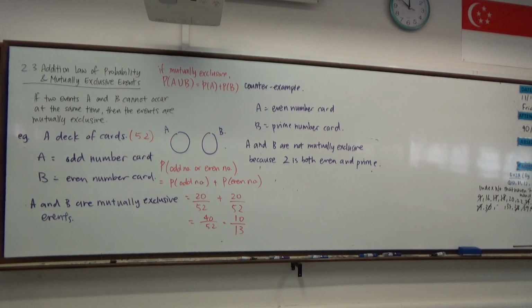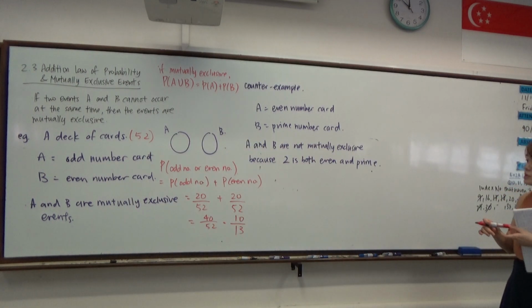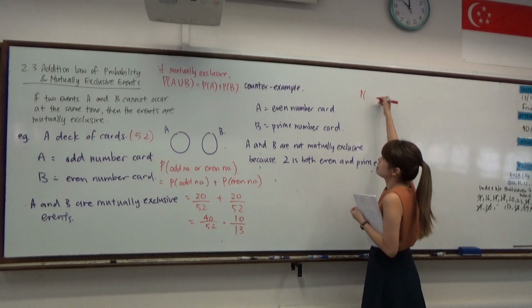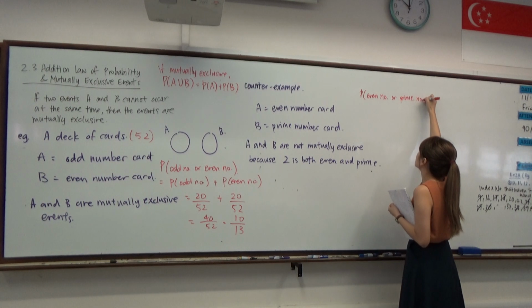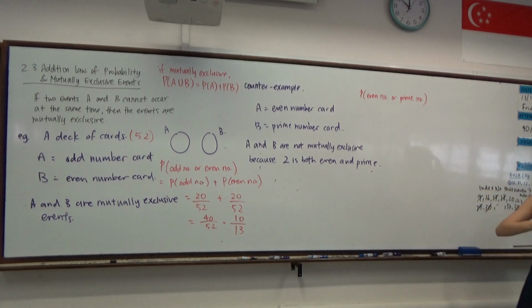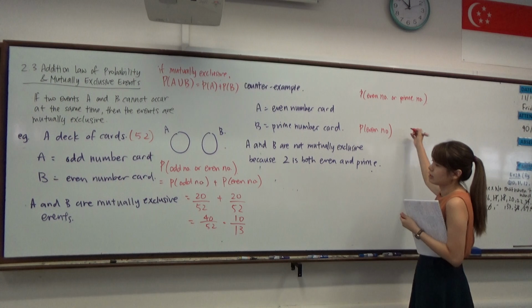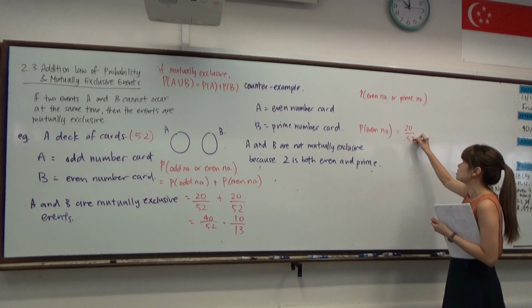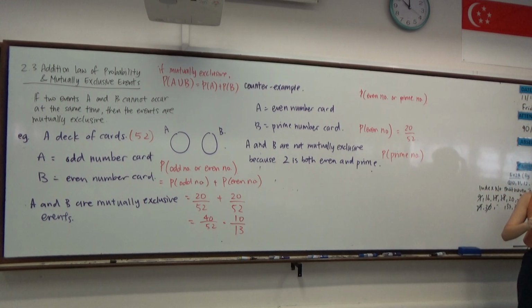Then in the other case, if I were to look at non-mutually exclusive events, the probability of getting an even number or prime number. Just now we said that the probability of getting an even number is 20 over 52, right? Then what about the probability of a prime number? That would be considering 2, 3, 5, 7 only, so that is 4 times 4, so 16 out of 52.